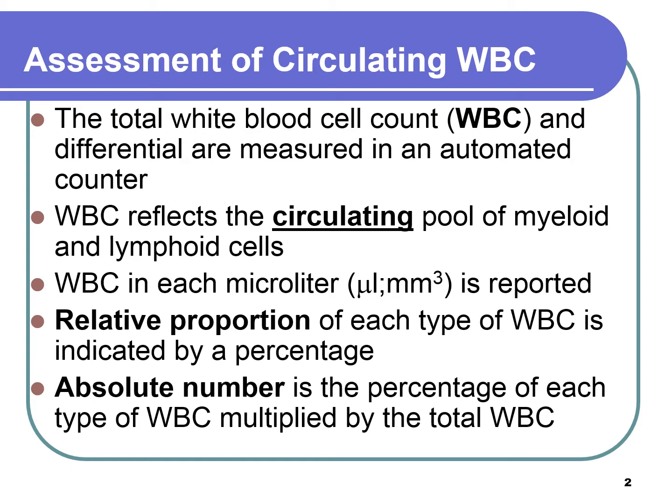The white blood cells are presented either in microliters or cubic millimeter, and we have reporting either as a relative proportion for each type of white blood cells, indicated by percentage, or the absolute number, which is the percentage of each type of white blood cells multiplied by the total white blood cell count.